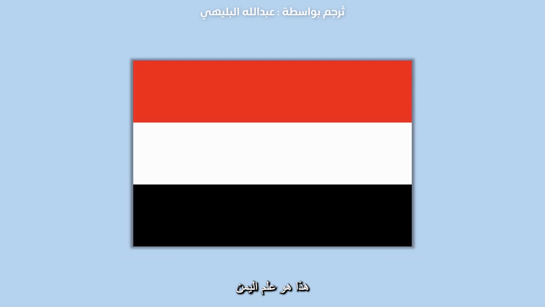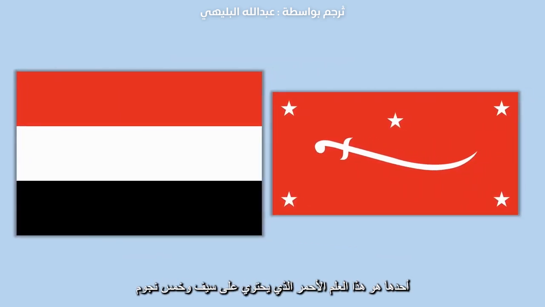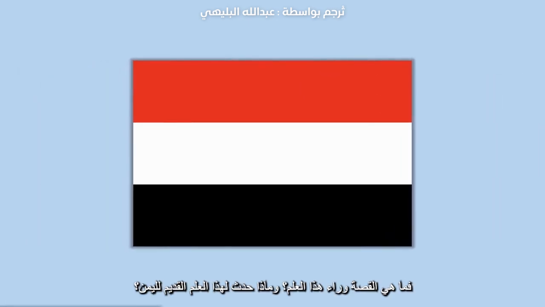This is the flag of Yemen, but did you know that historically it's had several flags, one of which is this red flag with a sword and 5 stars? So what's the history behind it? What happened to this old flag of Yemen? Well, to find out, we need to go back into the past.